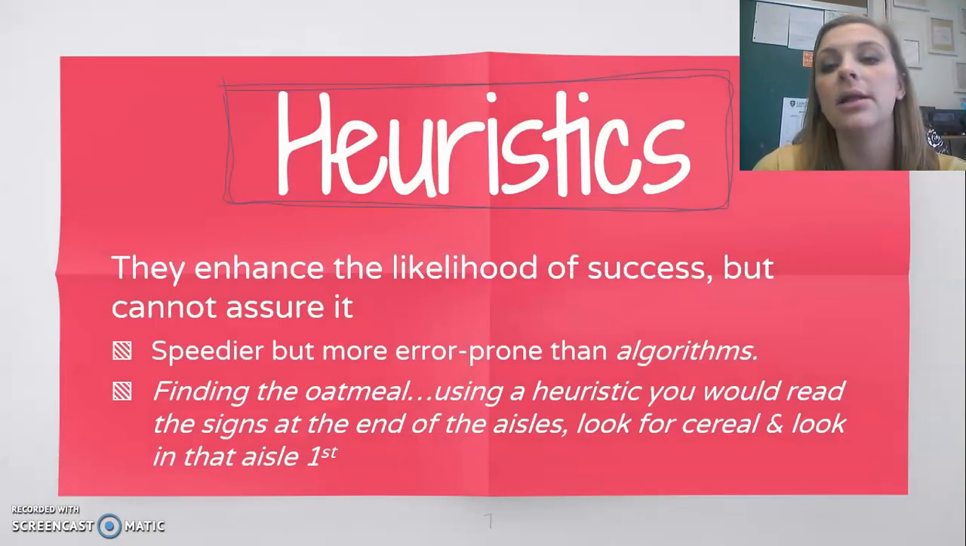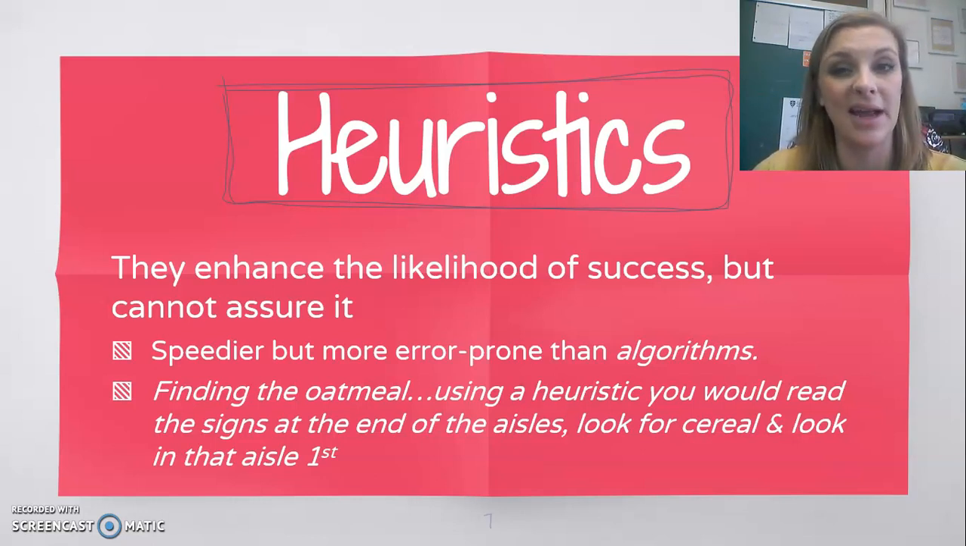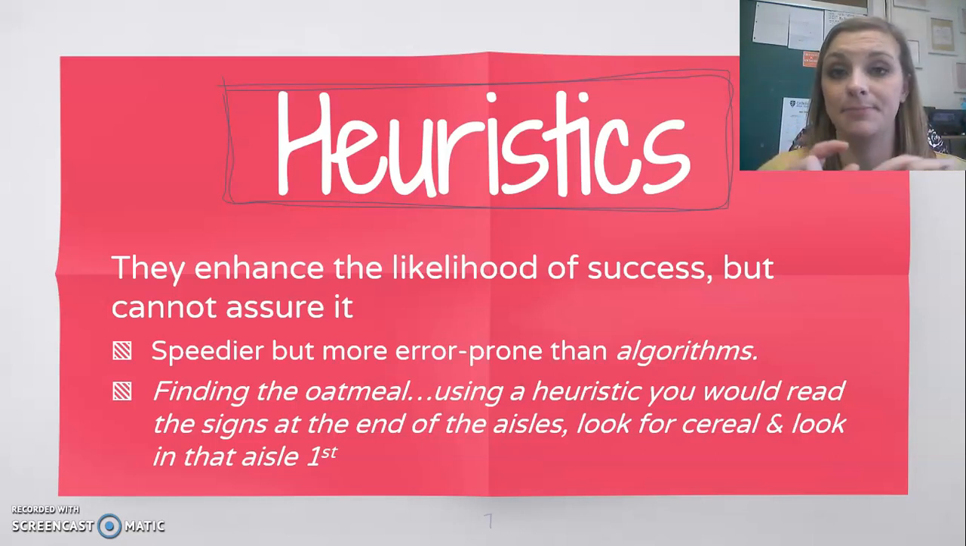These enhance the likelihood of success sooner. However, they do not assure that we are successful. It's speedier, but it's more error prone, okay? So it doesn't quite take as much time, but sometimes we're going to have an error. So if we're finding the oatmeal, the heuristic we might use is reading the signs on the top of the aisles and determining, oh, cereal, I bet oatmeal's in there. Okay, that's a heuristic.